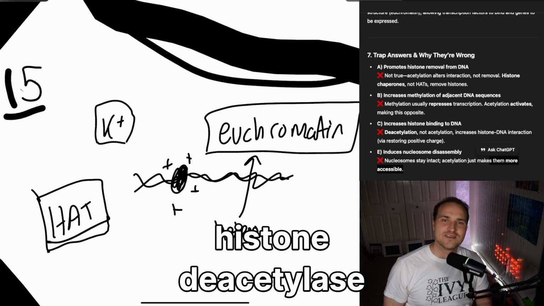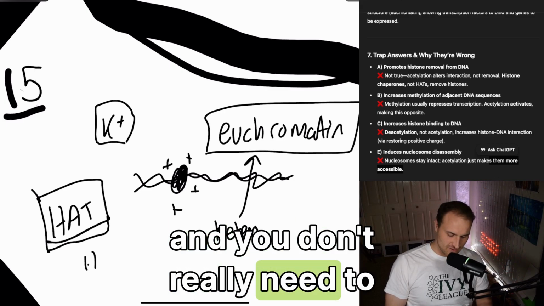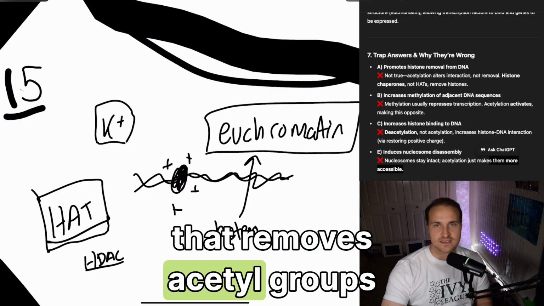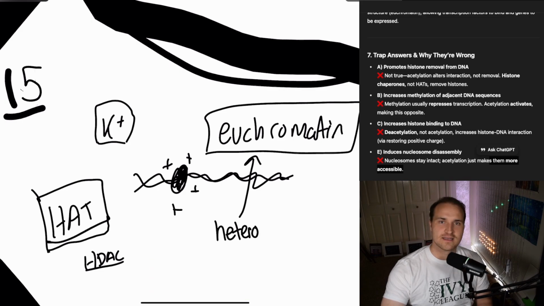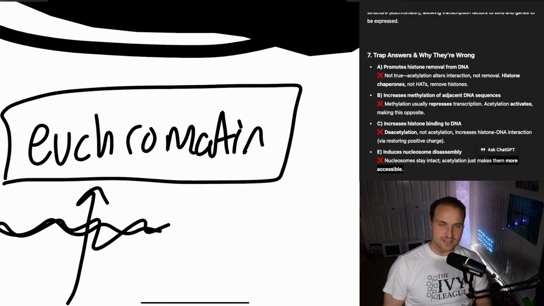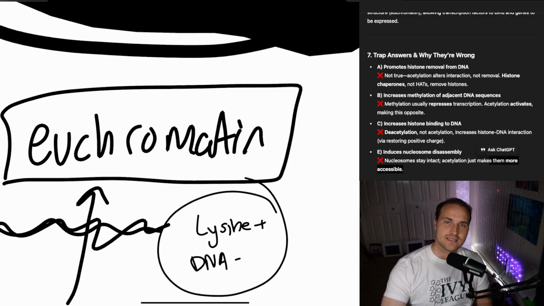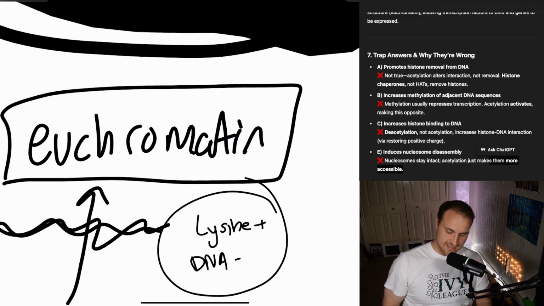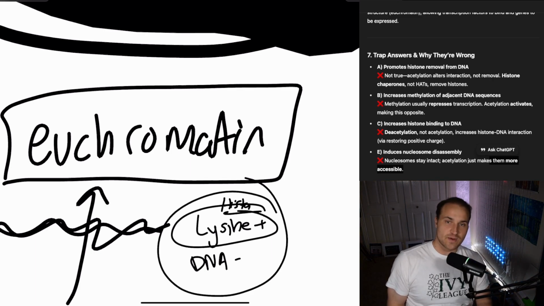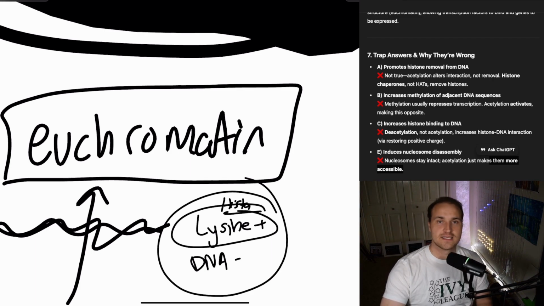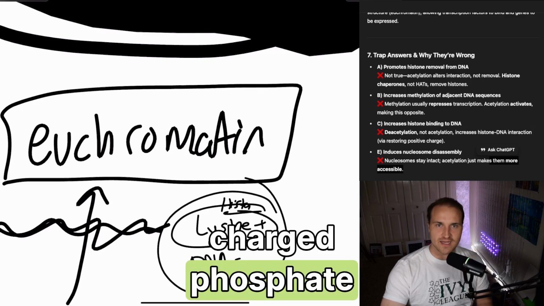There's also histone deacetylase. You don't really need to know this, so I'll do this super fast. That removes acetyl groups and closes the chromatin. And then you do need to know this: euchromatin is active, and heterochromatin is silent. Lysine is positive, DNA is negative. They get to bind. Histones contain positively charged lysine, right? So histones are super positive in their N-terminal tails, and they bind to the negatively charged phosphate backbones of the DNA.